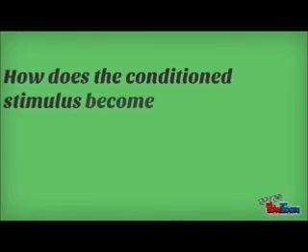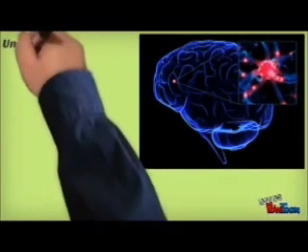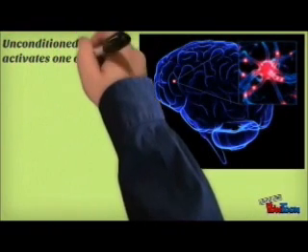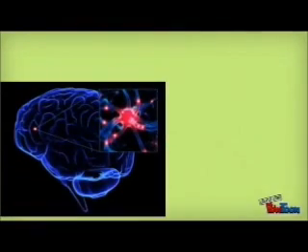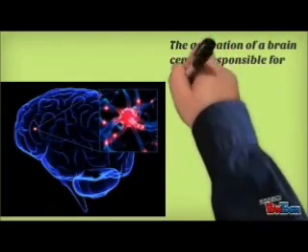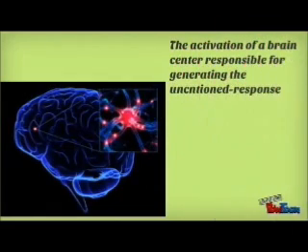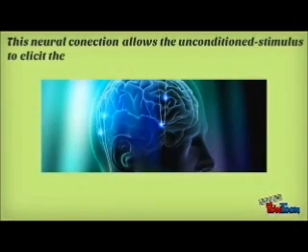How does the conditional stimulus become able to elicit the same response as the unconditional stimulus? According to Pavlov, the presentation of the unconditional stimulus activates one area of the brain, a stimulation of the neural area responsible for processing the unconditional stimulus. This is the activation of a brain center responsible for generating the unconditional response. In Pavlov's view, an innate, direct connection exists between the unconditional stimulus brain center and the brain center controlling the unconditional response. This neural connection allows the unconditional stimulus to elicit the unconditional response.